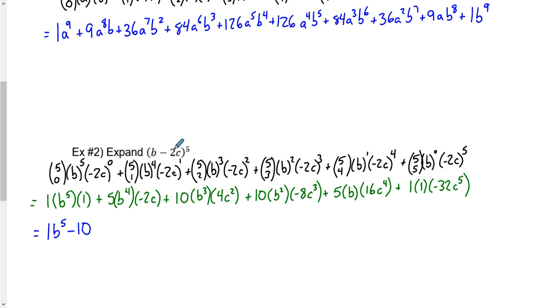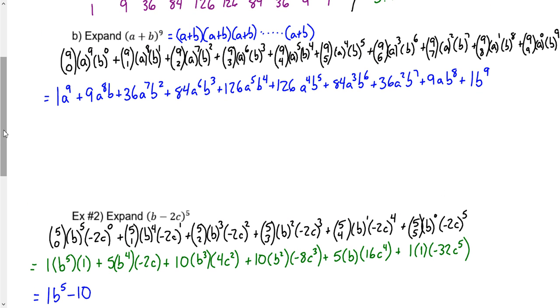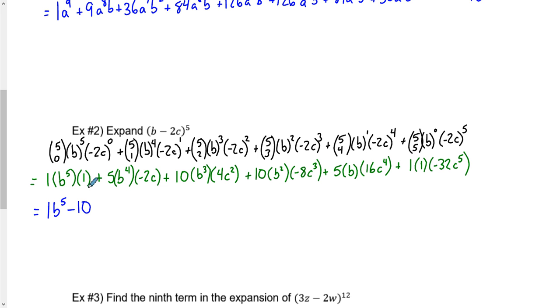Because our binomial is not just an a plus b or an x plus y, like this one or the one on the front page, our question is going to differ greatly. But the similar procedure that we're doing here isn't going to change. We're just going to have negative 10 b to the power 4c, which means it's just that 5 multiplied by the negative 2 there. Plus 10 times 4, which is 40, b cubed, c squared.